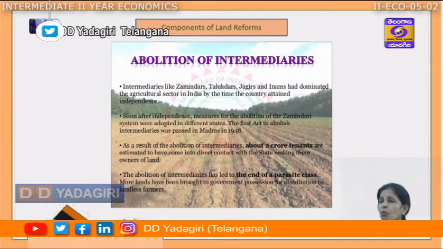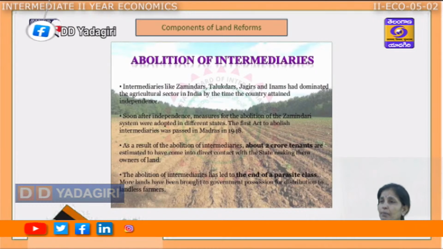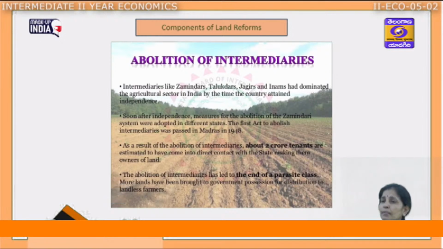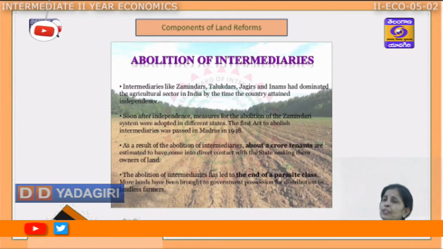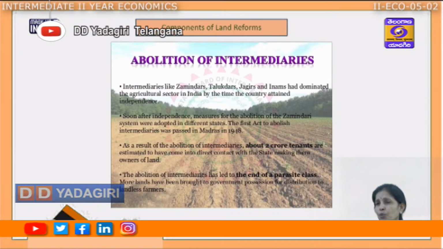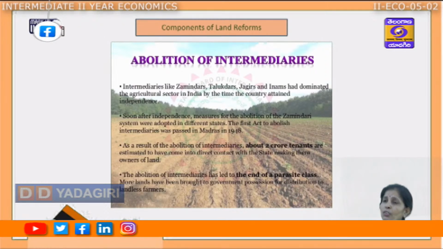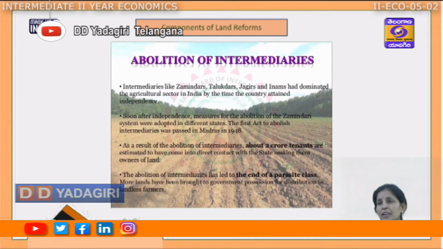The next one is, what are the various components of land reforms? The first of them is abolition of intermediaries. Let us get into more detail. There were many systems which the Britishers adopted in our country. The Britishers used to appoint officers to collect the land revenue from Indian farmers. These were the Zamindari, Talukdar and Jagirdar systems, where many arrangements were adopted to collect revenues from Indian farmers, and they used to collect beyond what they were asked.